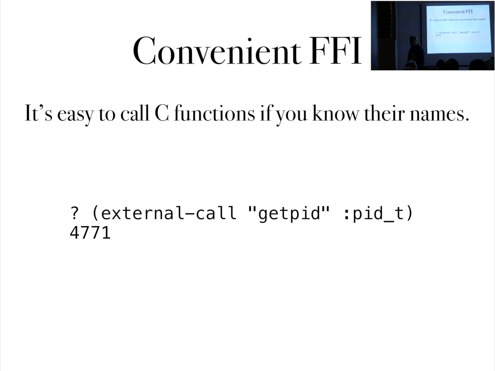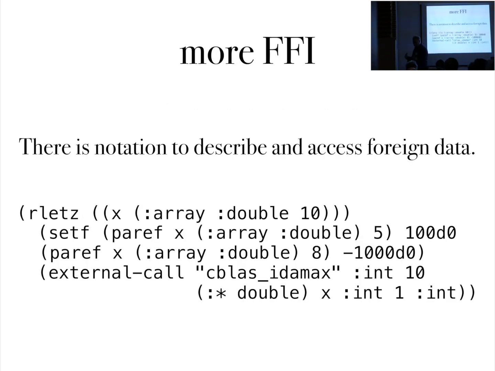The final CCL feature that I'd like to talk about is that it has this sort of cool foreign function interface to call C code. Now I know that probably a lot of you prefer to use a library like CFFI to handle your foreign function needs, but I think CCL's native FFI has a couple of cool features that I'd just like to mention here. So if you know a C function by name, you can call it using this sort of middle level external call function. So basically you can just DLSYM some symbol and call it, specifying the return type in this case. There's also some notation for describing and accessing some foreign data.